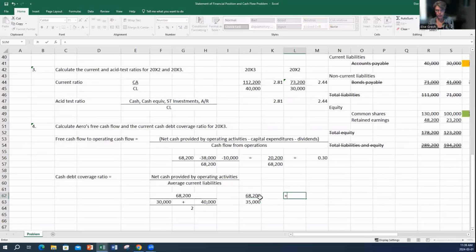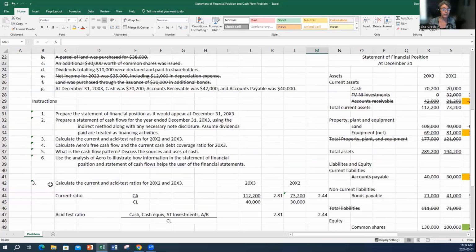And now we look at this ratio. So this is 1.95 to 1. What does that indicate? For every $1 of current liabilities, we have almost $2 of cash flow from operating activities. So this ratio is very high and it's very healthy.